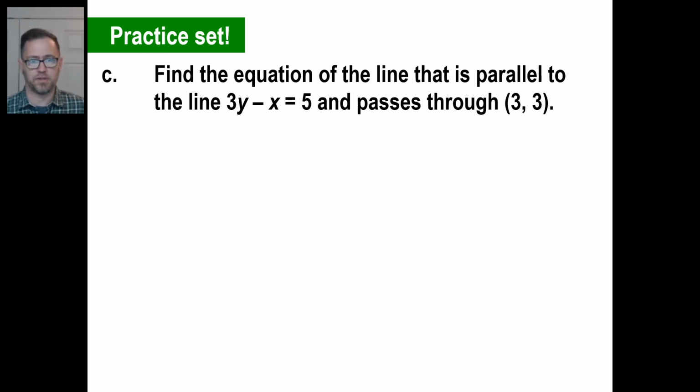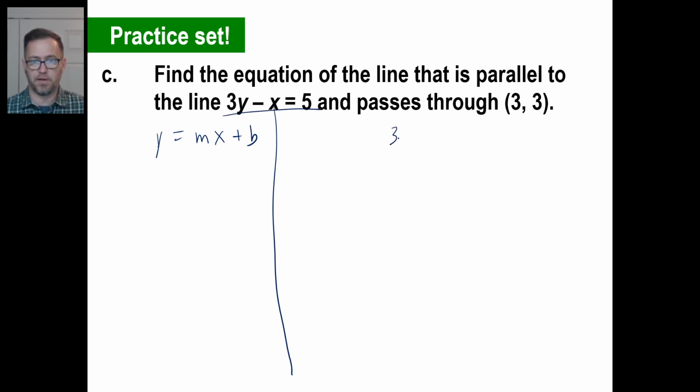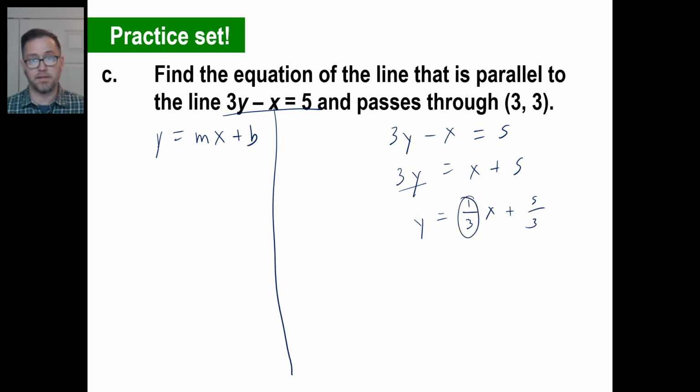Give it a shot, and then pause it, and then come back when you're done. Okay, and again, whenever it says find the equation of a line, it looks intimidating to you, it won't after a while. Don't even think, just write y equals mx plus b. That's what I'm looking for, okay? So rope it off if you want to. Okay, it's parallel to this line. Let's write this over here. 3y minus x equals 5, okay? Well, let's move the x over. I got 3y is equal to x plus 5, okay? If you divide by 3, divide by 3, divide by 3, you're going to get y equals a third x plus 5 thirds, and that's the slope right there.